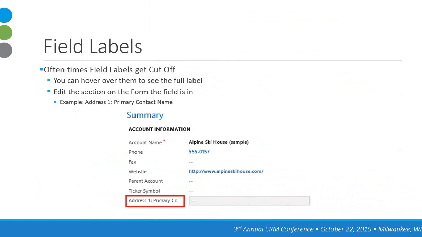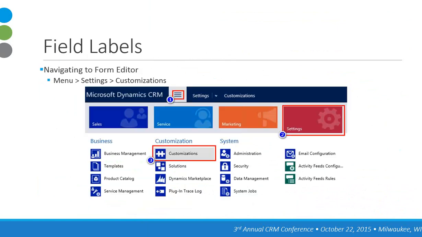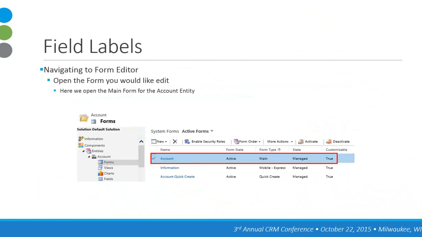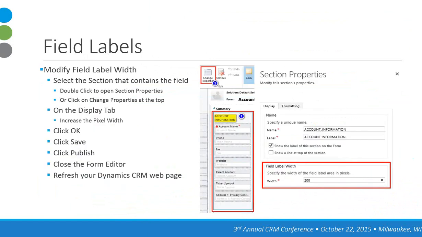So there's a couple things we can do to handle this. First, we'll go into the menu, Settings, Customizations, to get to the Form Editor again. And we'll select Customize the System to get to the default solution, and drill down in Entities, the Account, and then Forms. And we'll open up that main account form again by double-clicking on it.